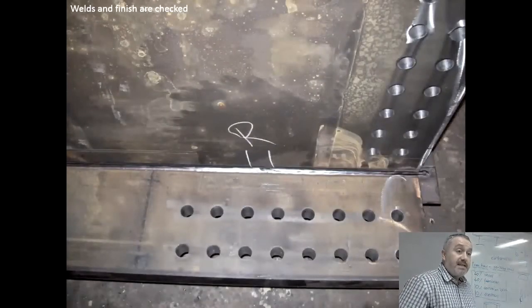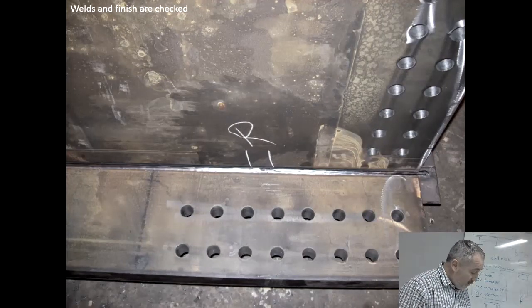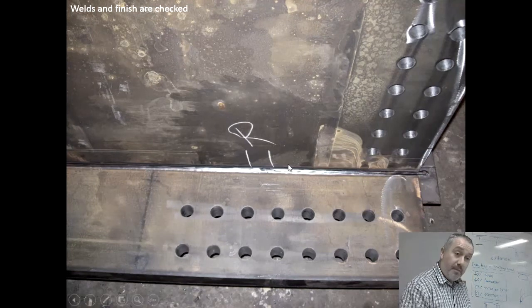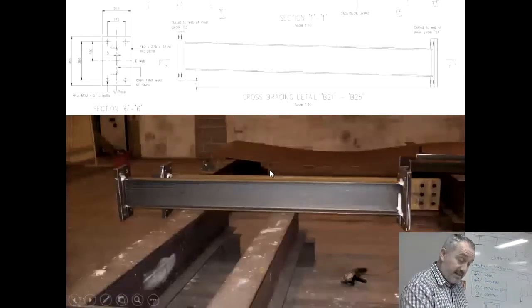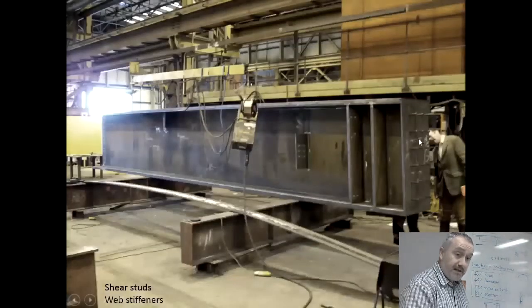In terms of testing, you would have to test all of the welds, and tests are not done within 48 hours. You've got a mark there to show we'll test this area. It's the same for all of the steel.